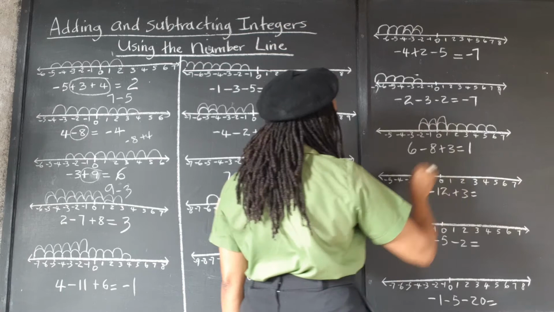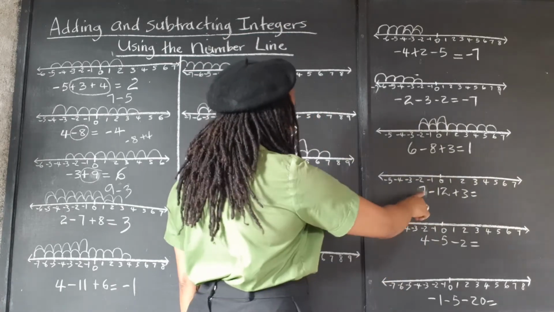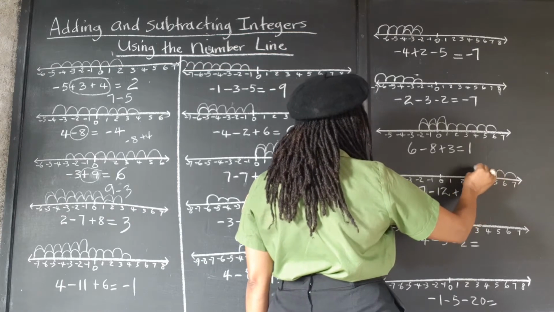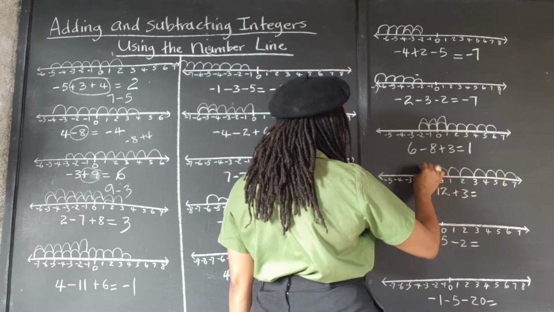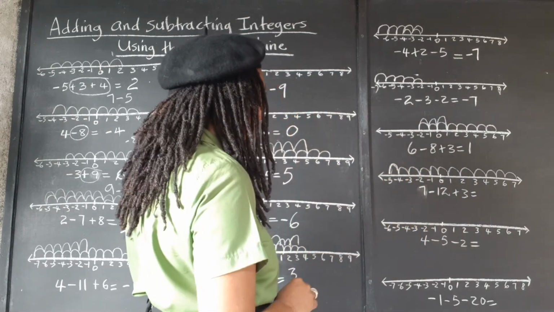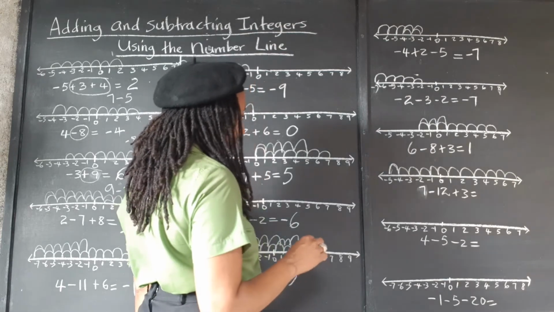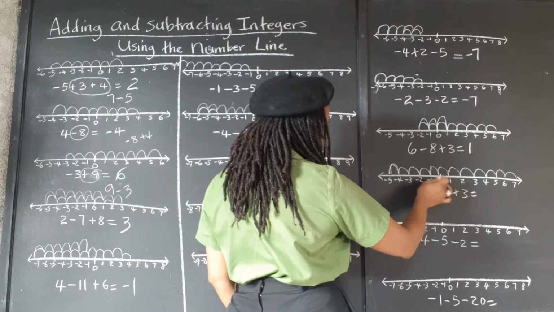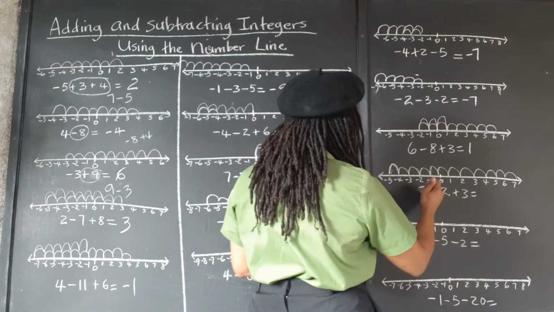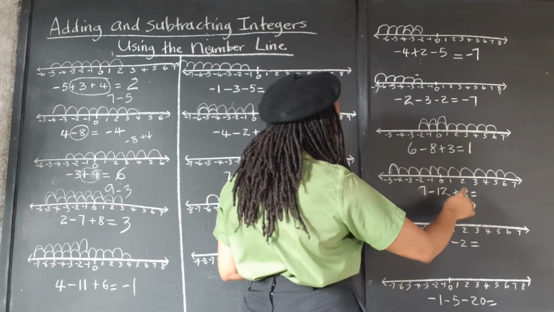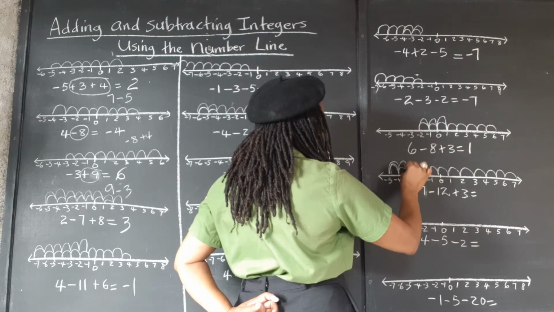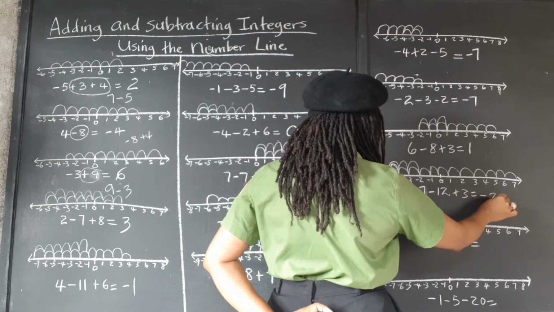So that brings us to positive 1. 7 take away 12, 1, 2, 3, 4, 5, 6, 7, 8, 9, 10, 11, 12. That brings us to negative 5, which would have been the same as negative 12 plus 7. Remember, once you're taking the sign with it, it's 5. And now we're adding 3 from negative 5. We're moving 3 to the right, and that takes us to negative 2.